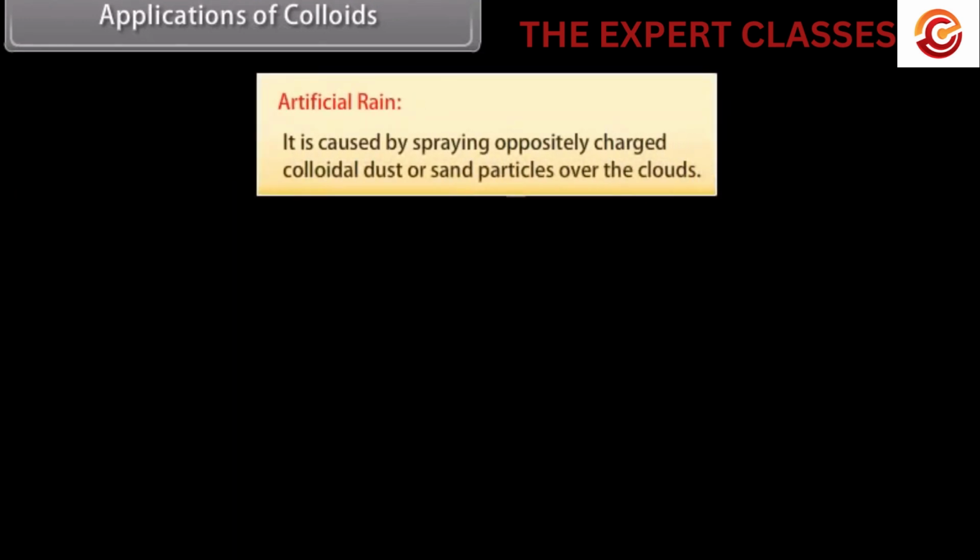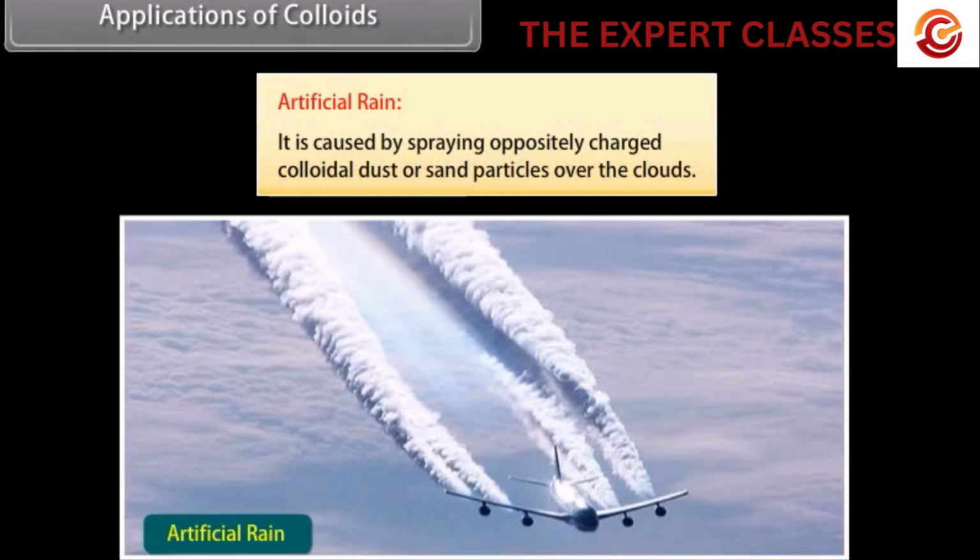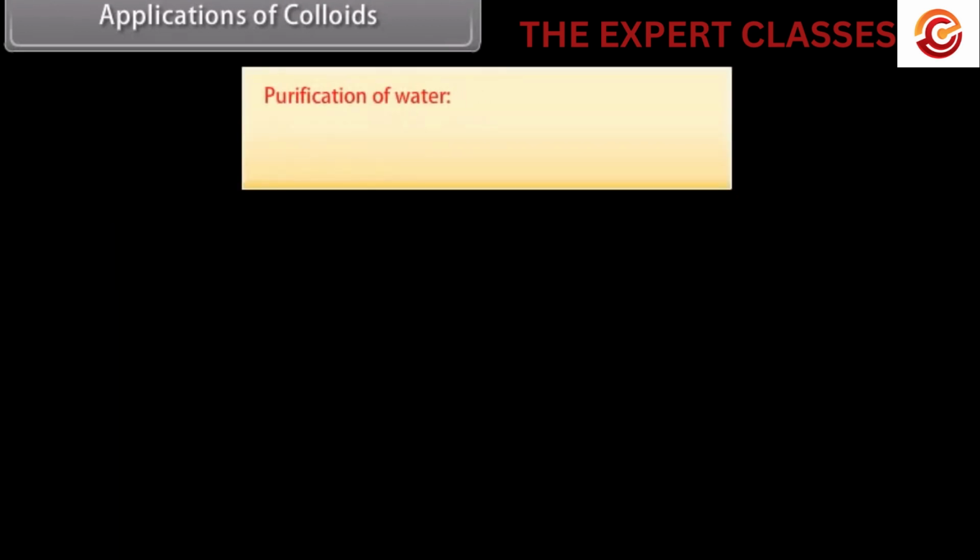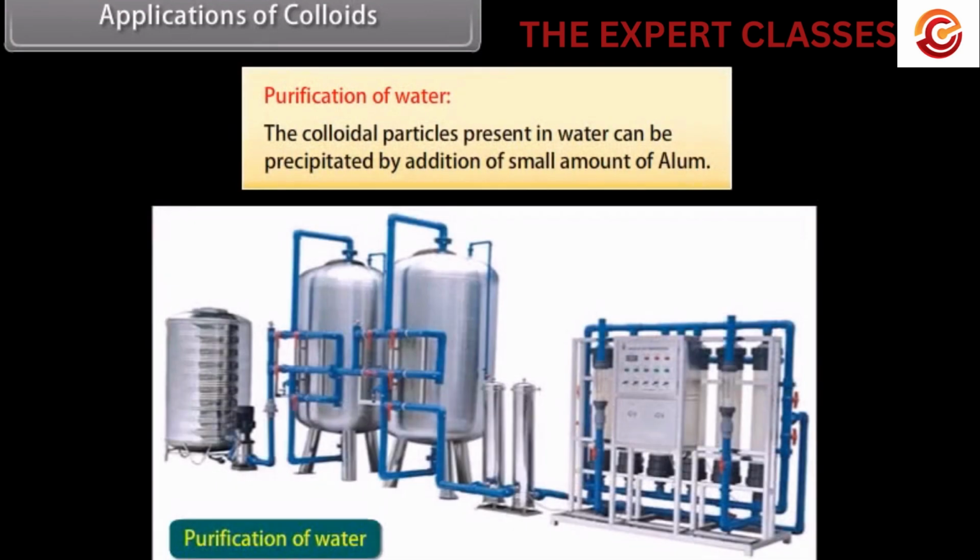Artificial rain. It is caused by spraying oppositely charged colloidal dust or sand particles over the clouds. The colloidal water particles of the clouds get neutralized and coagulate to bigger water drops which cause artificial rain. Purification of water. The colloidal particles present in water can be precipitated by addition of small amount of alum. The Al+3 ions furnished by alum help in coagulation of impurities which are present in the colloidal form.